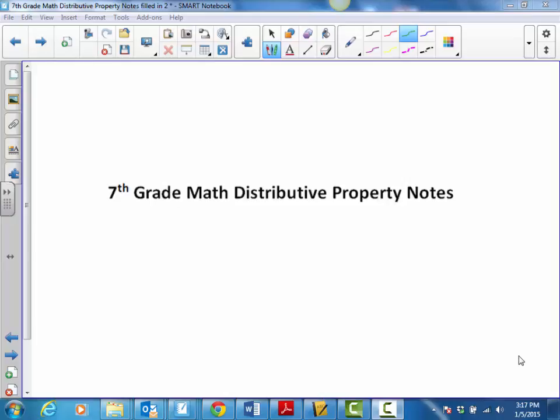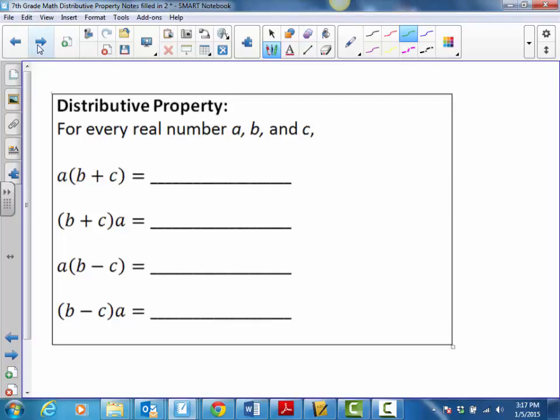Today we have a lesson on distributive property. Now we did this when we did our foldable. The distributive property lets us remove parentheses. So I have A times B and A times C.